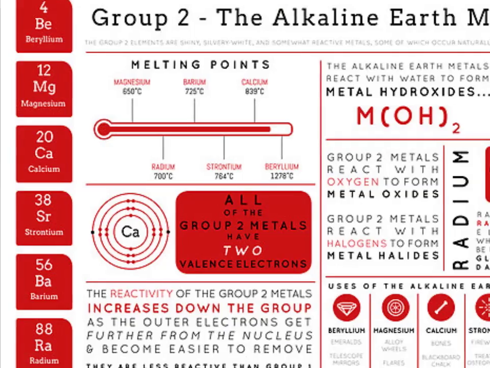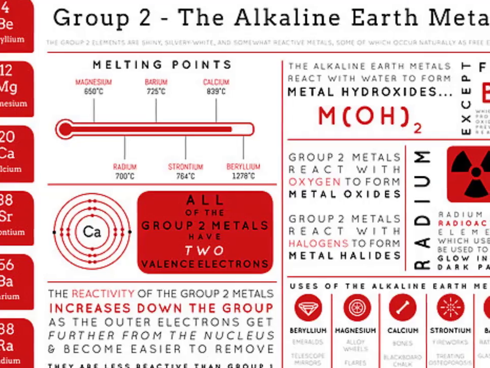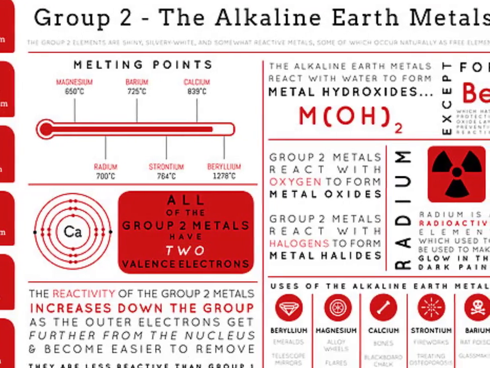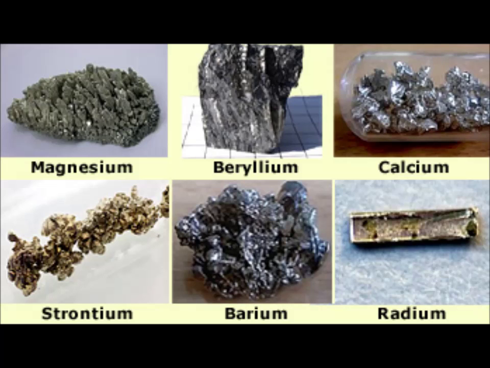Group 2, the alkaline earth metals, are the second most active metals. They are smaller than the group 1 metals, but they are more metallic. They are also slightly soluble in water, which is why they are characterized as alkaline. The atoms for these metals have 2 electrons in their outermost shell.